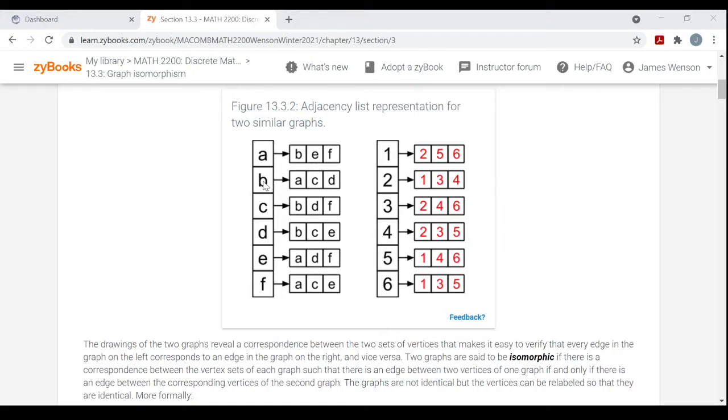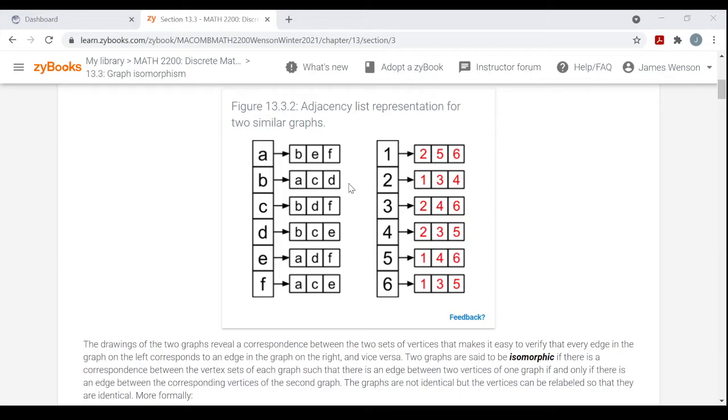Look where all the B's are. There's a B here and a 2 here. And there's B's here and here, with 2's corresponding. And that's it, right? Where every B is in this adjacency list, there is a 2 in this adjacency list. And there aren't any 2's over here where there aren't B's over here. So the 2's and B's correspond. So I could replace B with 2, or you could say map B to 2. And I could do the same with C and 3, D and 4, E and 5, F and 6.